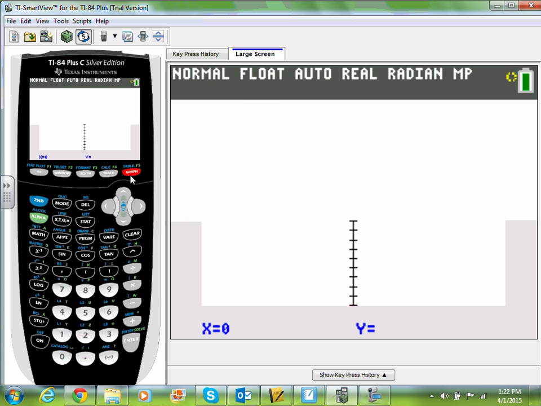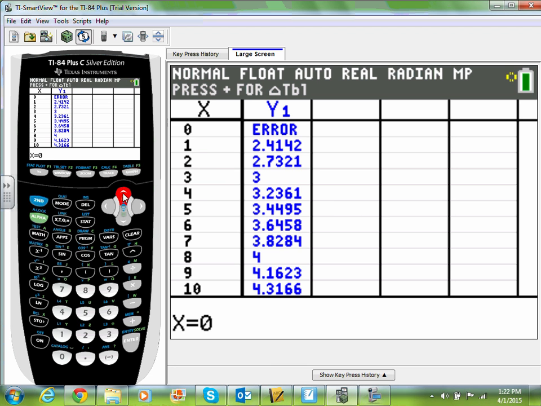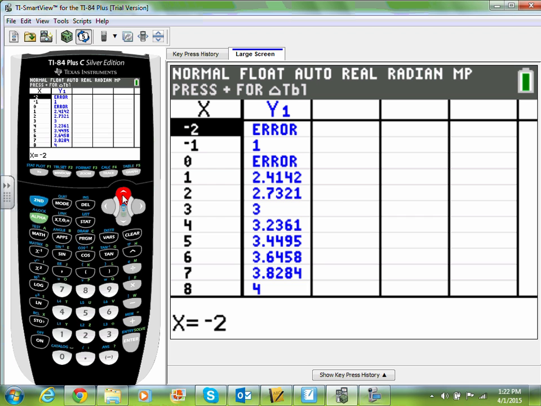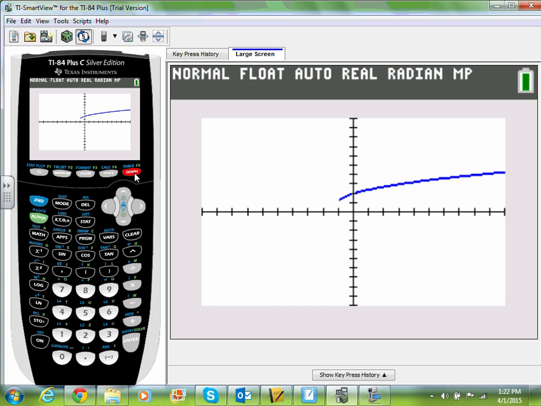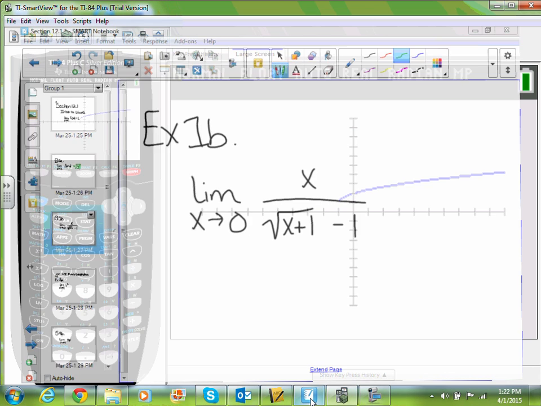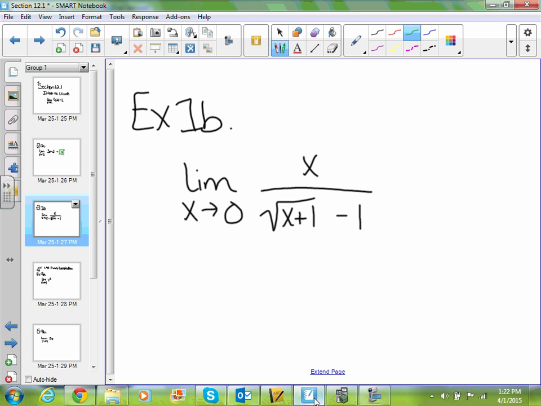So second graph takes you to your table, and look at the values around 0 to figure out which one they're approaching. So I know that I go from 1 to 2.41, so I'm going to guess that my limit would be somewhere around 2, because 2 is in between 1 and 2.41. Okay, and so if I go back to my graph, I can see that at 0 I am right, basically, at 2. So sometimes you'll have to estimate your limits.